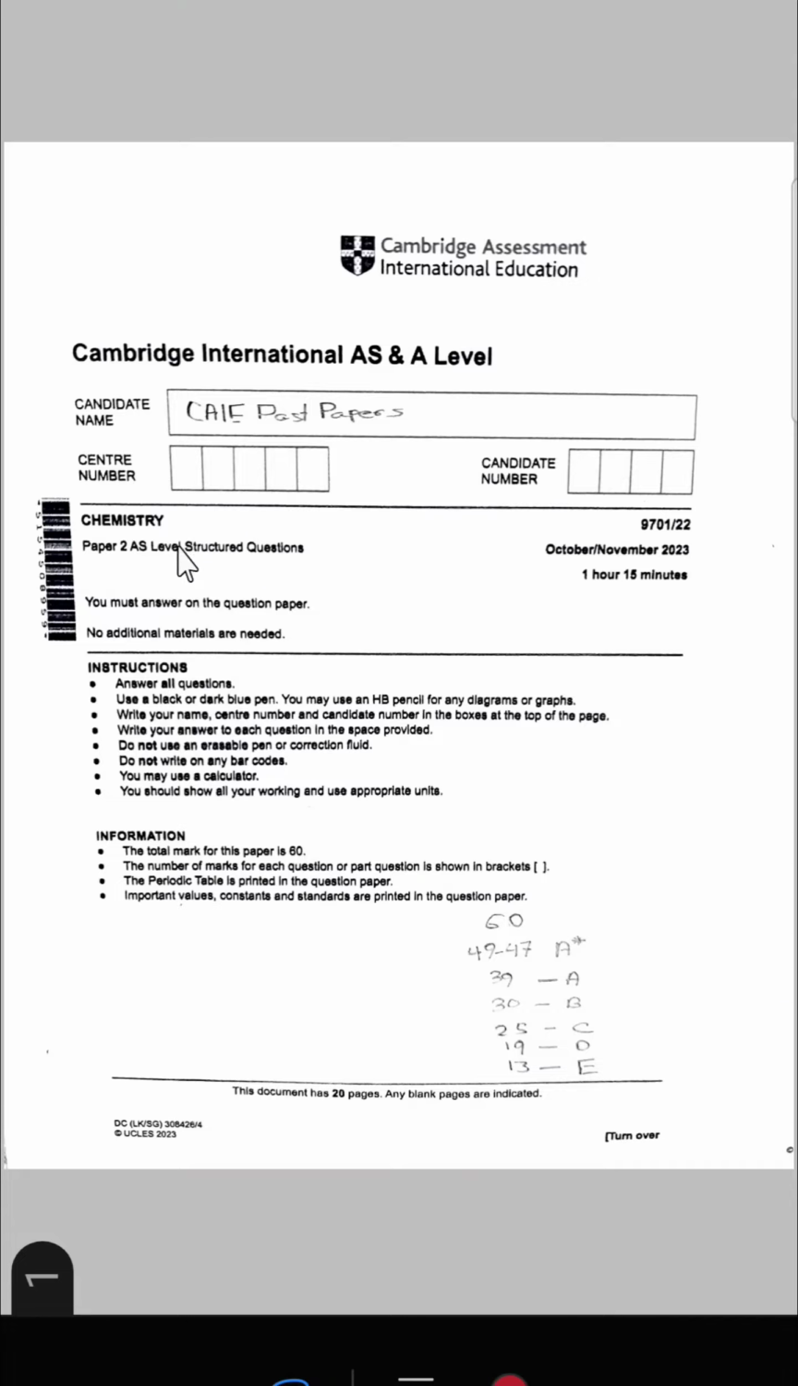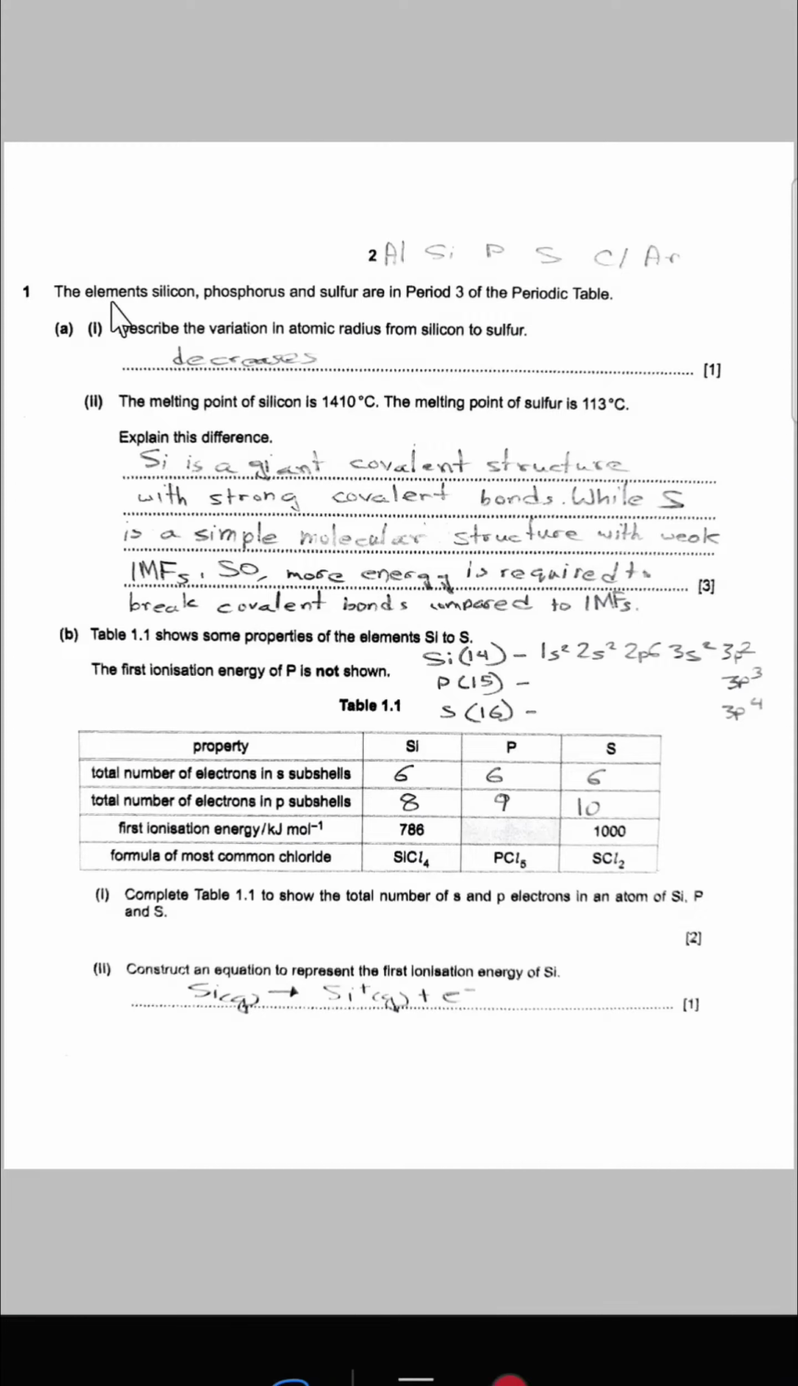In today's video, we will be discussing Chemistry Paper 2 AS Level Structured Questions, October-November 2023, Variant 22, and the subject code is 9701. The total mark for this paper is 60. Between 47 and 49 is an A star, 39 or above would be A, 30 or above would be B, 25 or above would be C, 19 D and 13 E. Number 1.